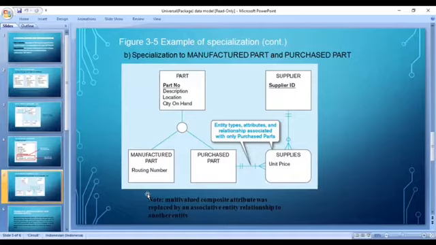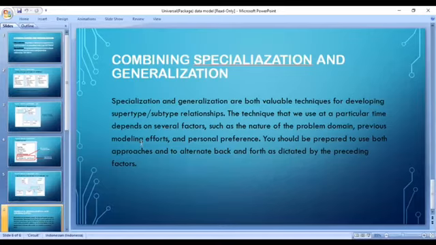And next is combining specialization and generalization. Specialization and generalization are both valuable techniques for developing supertype or subtype relationship. The technique that we use at a particular time depends on several factors, such as the nature of the problem domain, previous modeling efforts, and personal preference. You should be prepared to use both approaches and to alternate back and forth as dictated by preceding factors.